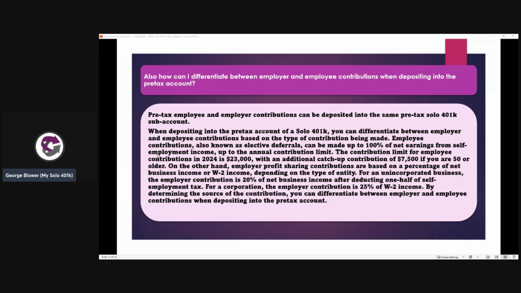Now, that also is subject to the overall limit. In other words, the sum of the employee, employer, and/or any voluntary after-tax contributions cannot exceed the lesser of your self-employment compensation or the overall limit. For example, $69,000 for 2024, or $76,500 if you're 50 or older. But again, if those are both pre-tax employee and pre-tax employer contributions, they can both be deposited into the same account.